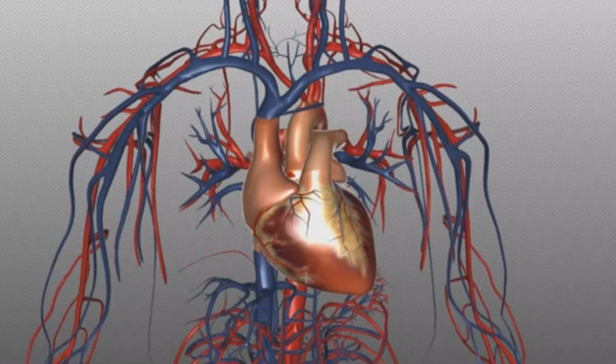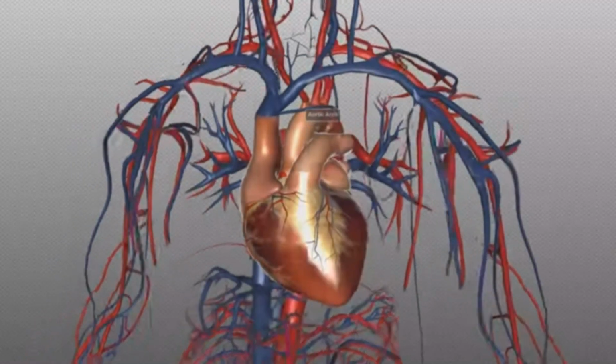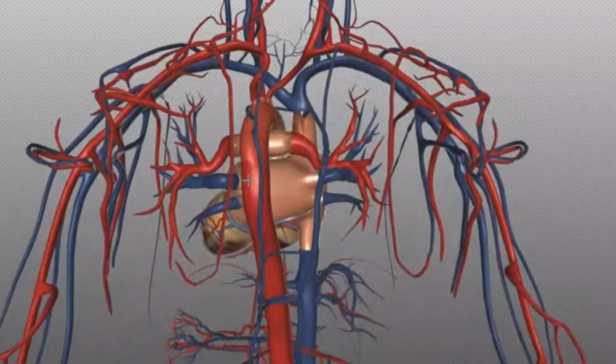The great vessels are those vessels which take blood directly to the heart and take blood directly from the heart. So you've got 4 great vessels. You've got the vena cava, you've got the pulmonary trunk, the aorta, and you've got the pulmonary veins.